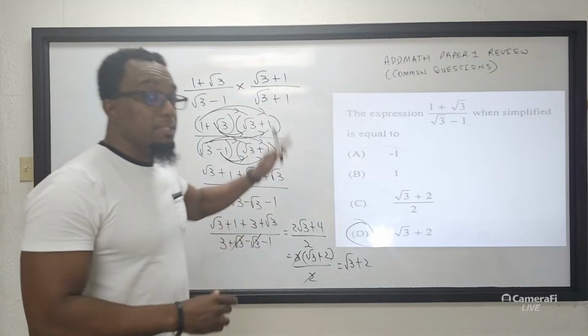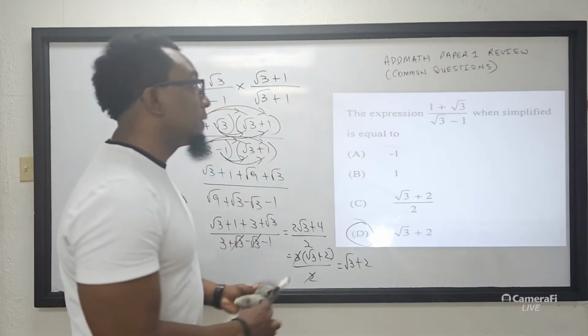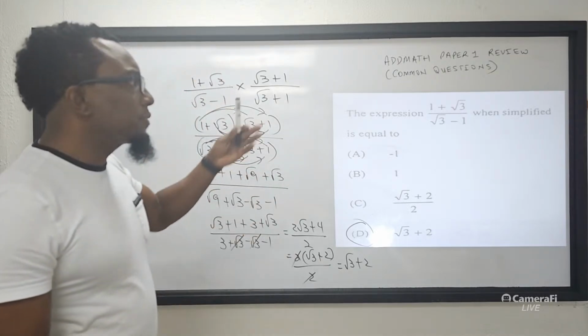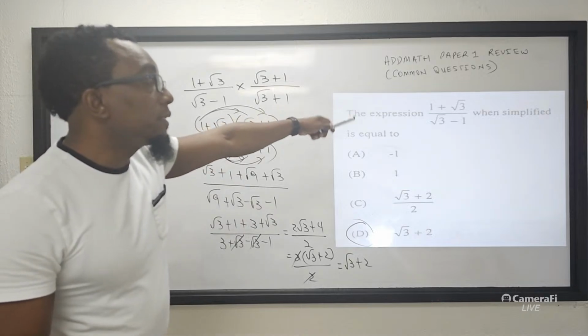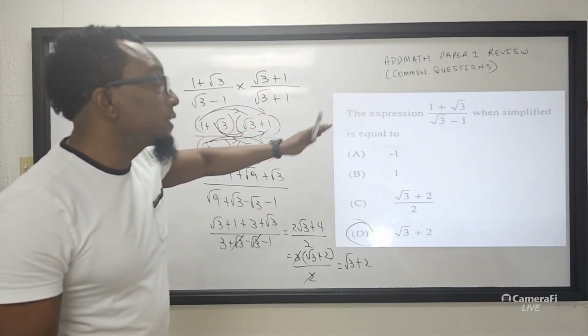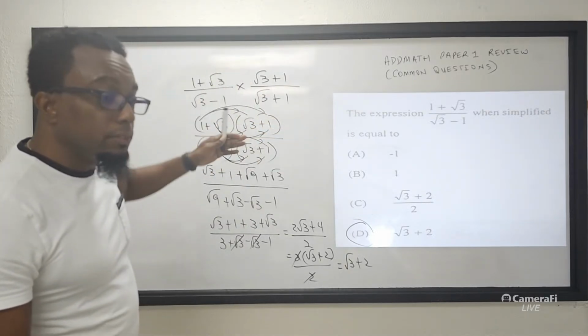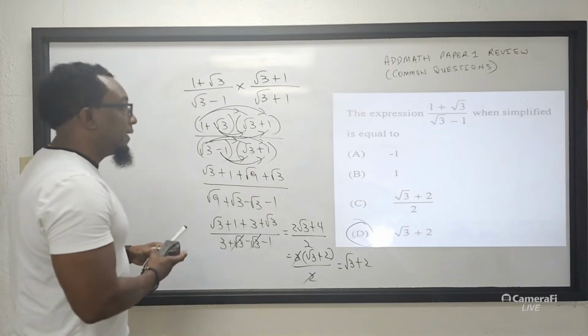Alright, so you see, and this is a very, very common question. So make sure you know how to treat with such. Sometimes they may put 5, the square root of 5 over the square root of 5. Sometimes they change it up. So please make sure you know how to work it out. Okay? Alright, let's look at the next.